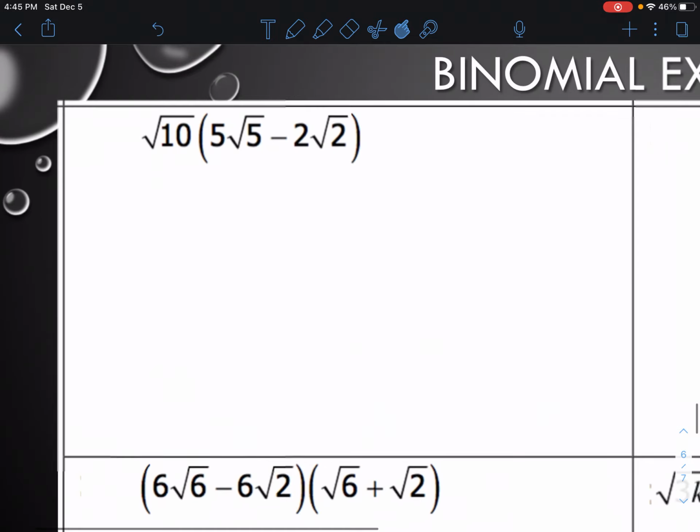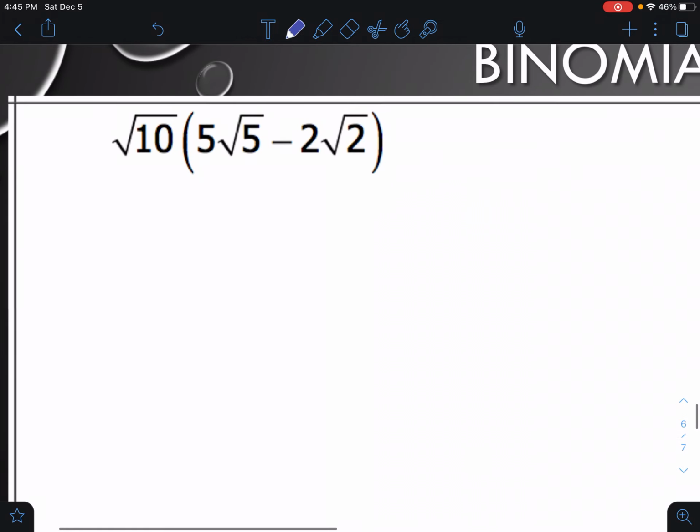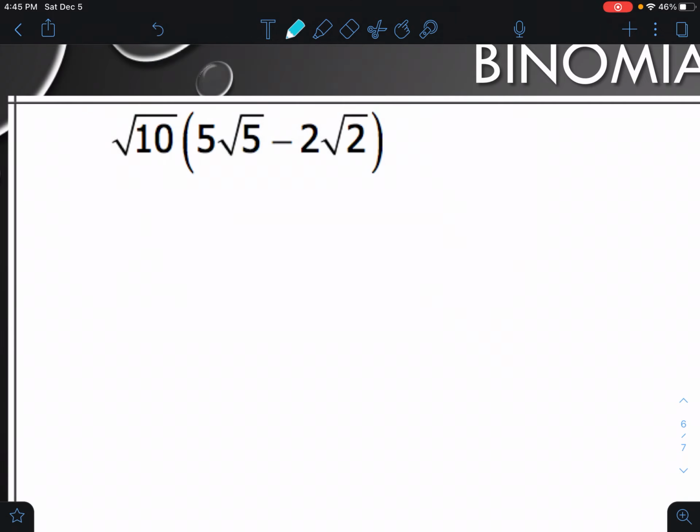And hopefully these make sense. So this is binomials multiplying binomials. This process works the same. You're going to distribute just like you would any other time. So you're going to go like this, right?